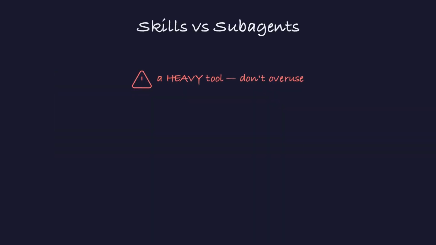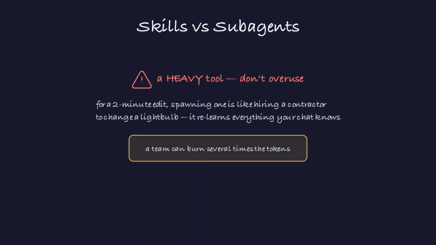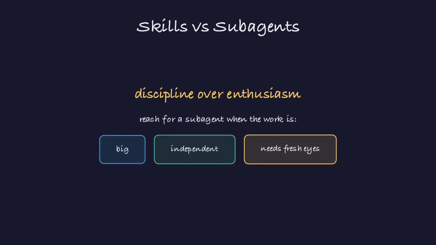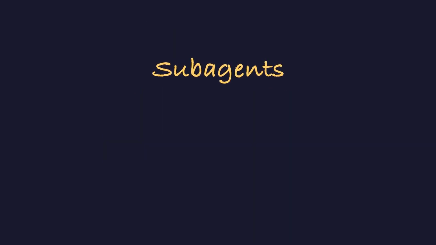But subagents are a heavy tool. For a quick 2-minute edit, spawning one is like hiring a contractor to change a light bulb. It starts from scratch and relearns everything your main chat already knows. And a team can burn several times the tokens. The rule the pros follow: discipline over enthusiasm. Reach for a subagent when the work is big, independent, or needs fresh eyes. Otherwise, keep it simple. So that's subagents.